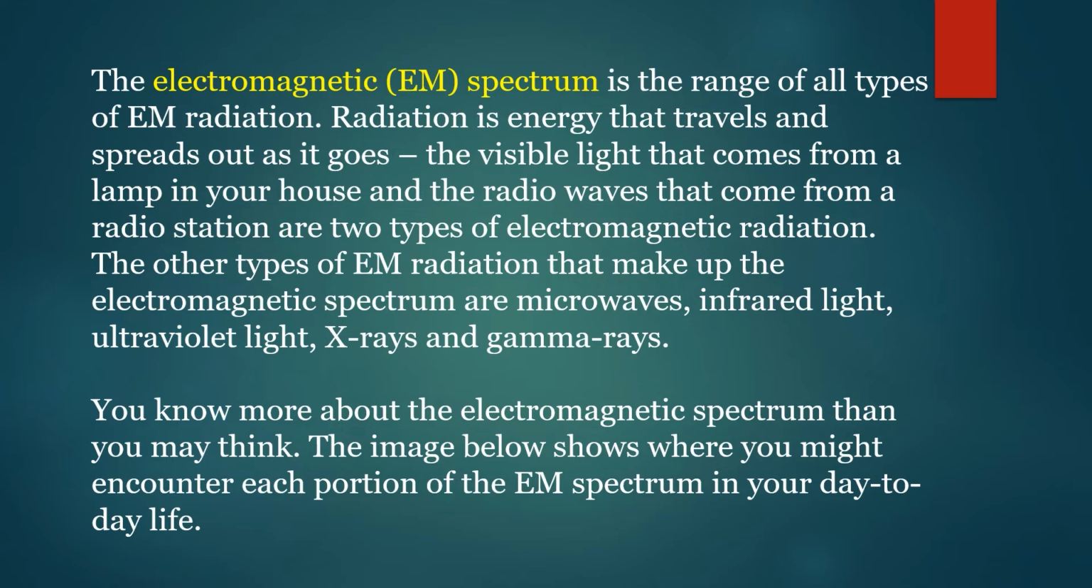It's a range of all types of EM radiation. Radiation is energy that travels and spreads out as it goes. The visible light that comes from a lamp in your house, and the radio waves that come from a radio station are two types of electromagnetic radiation. The other types of EM radiation that make up the electromagnetic spectrum are microwaves, infrared light, ultraviolet light, X-rays, and gamma rays. You know more about the electromagnetic spectrum than you may think. The image below shows where you might encounter each portion of the EM spectrum in your day-to-day life.